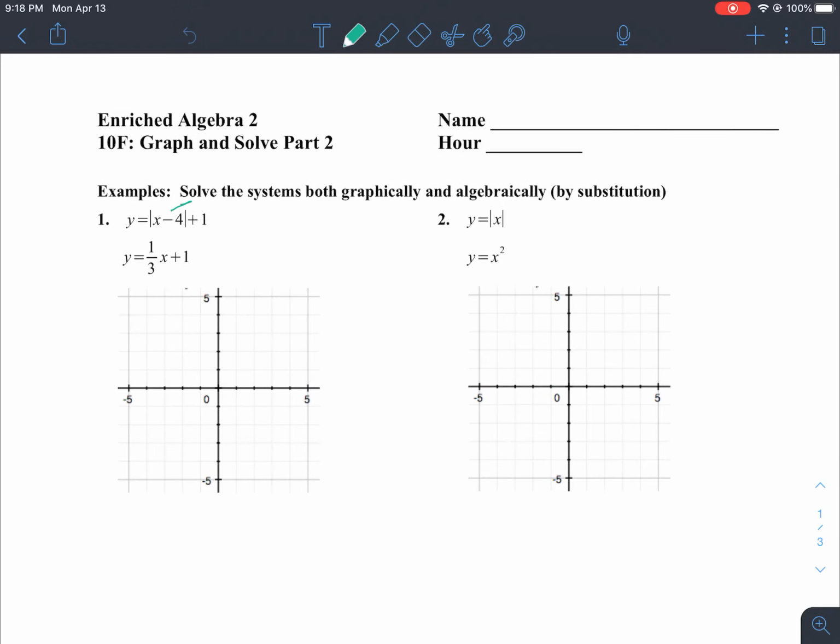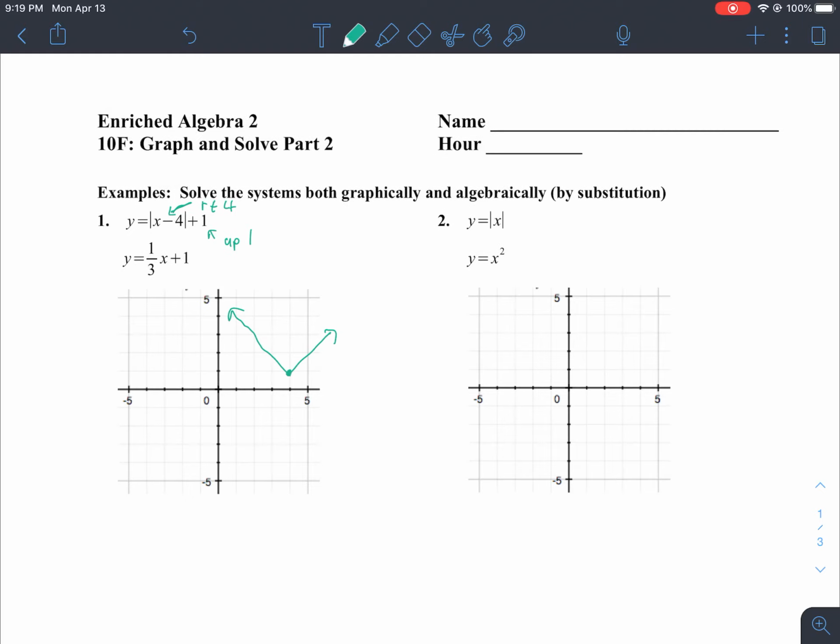Okay, let's tackle the first one graphically. So x minus 4 moves it to the right 4, and plus 1 moves it up 1. So if you go to the right 4, up 1, now this is your standard absolute value, so hopefully you remember what that one looks like by now. It's just a basic v. And 1/3 x plus 1: that 1 moves it up 1, and the 1/3 in front of the formula is a vertical stretch.